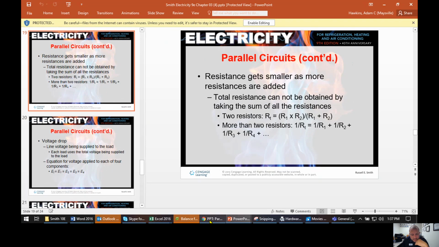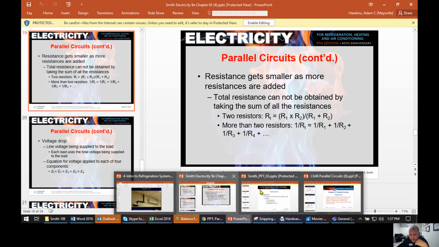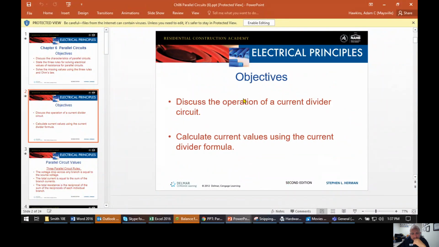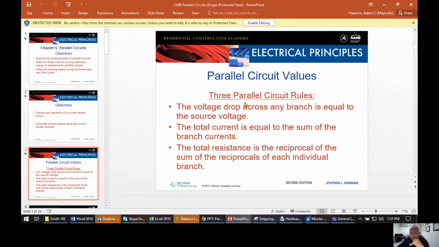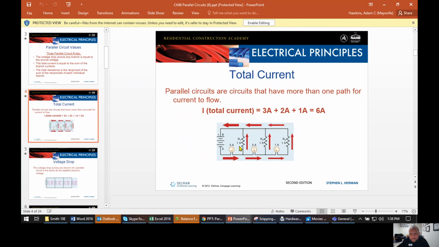All right, so I'm going to skip to this other PowerPoint, pull that up real quick and see if there's anything else I'd like to add. So there are three main rules broken down here. Voltage drop across any branch is equal to the source, so E is the same everywhere. Total current is equal to the sum of the branch currents, and the total resistance is the reciprocal of the sum of the reciprocals of each individual branch. Wow, right? That's a lot. Before I go into that, just let that hang there. It's not as complicated as it sounds, but it sounds pretty complicated.